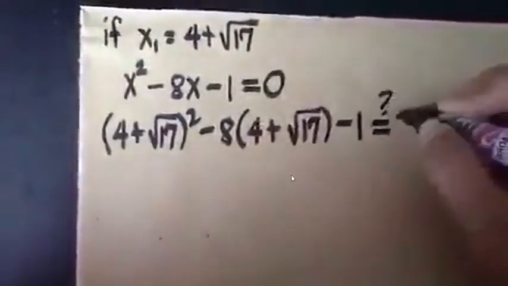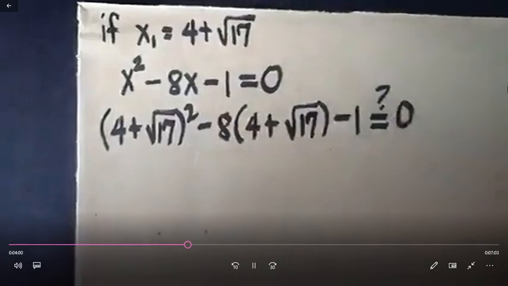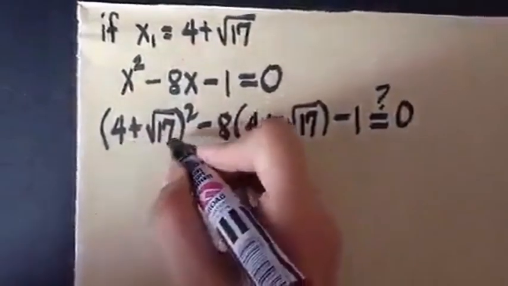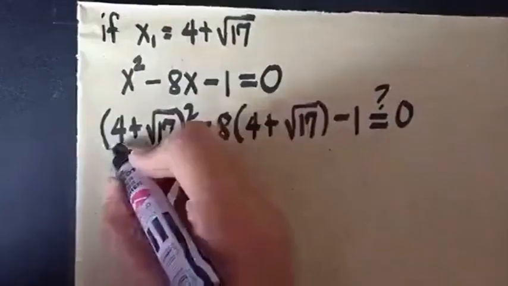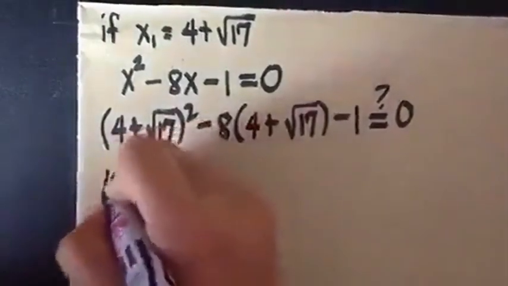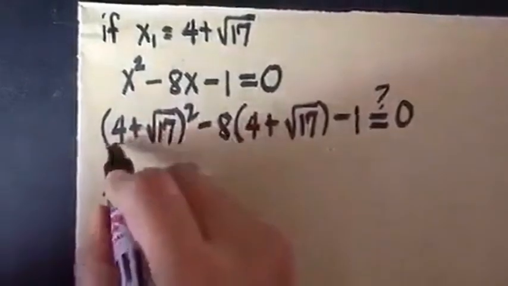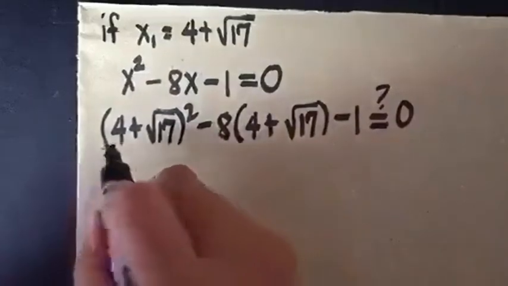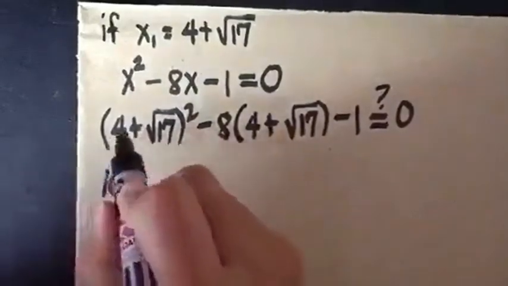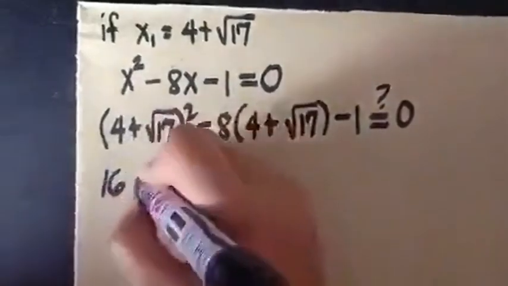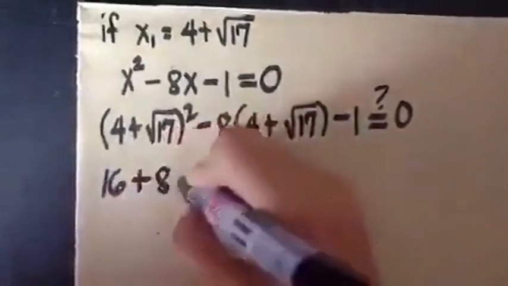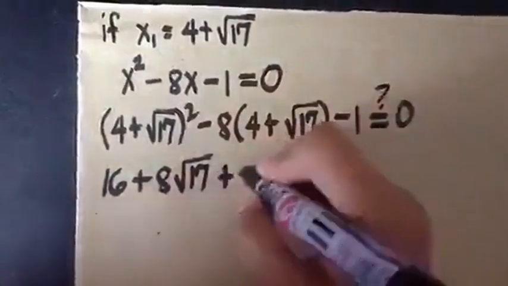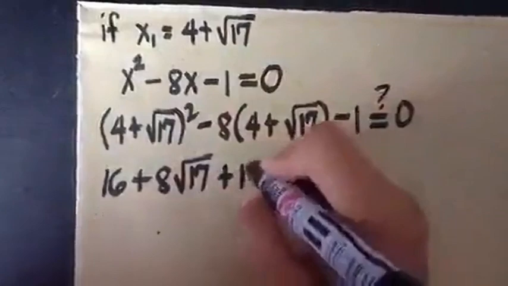So, is it equal to 0? So, let us simplify. We get the square of 4 plus the square root of 17. So, to do that, square the first term. So, we have 16. Then, multiply the first and second term by 2. So, 2 times 4 is 8 times the square root of 17. So, you have positive 8 square root of 17. Then, square the last term. So, the square root of 17 squared is 17.